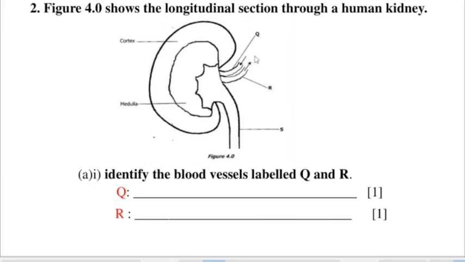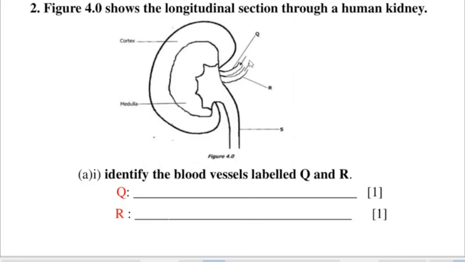The aorta is taking blood away from the heart to other body organs, and the type of blood it is moving out of the heart is oxygenated blood. So the name of this blood vessel is the renal artery. The renal artery carries oxygenated blood from the aorta to the kidney. So the blood is going inside the kidney.